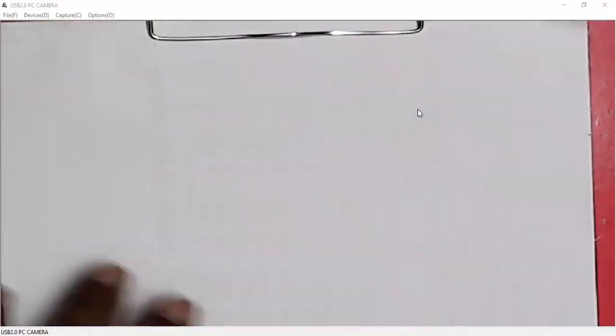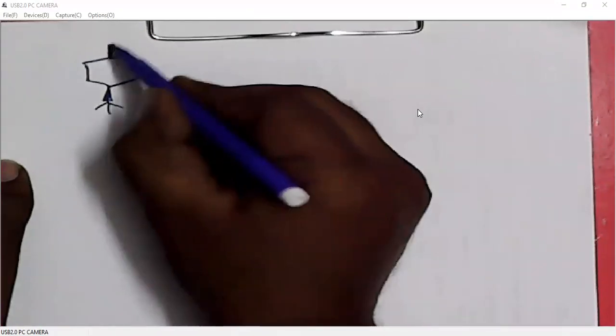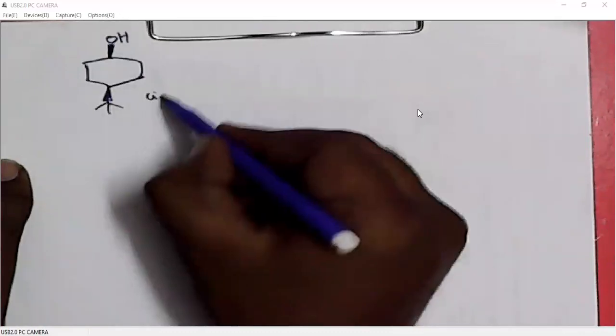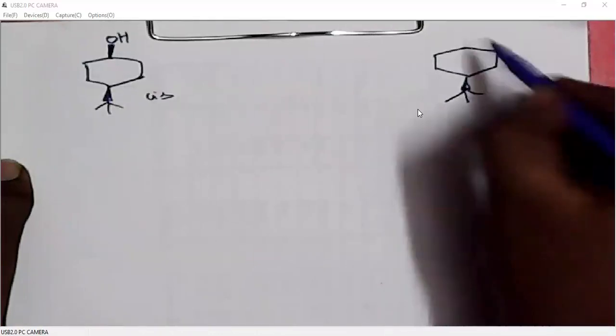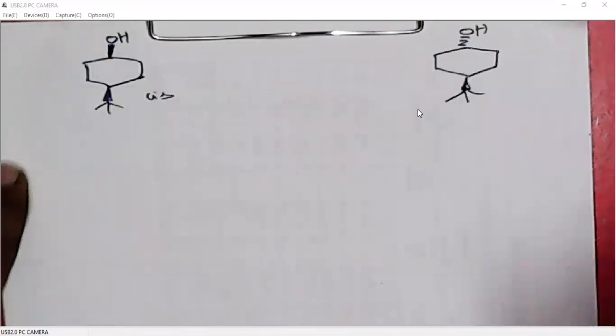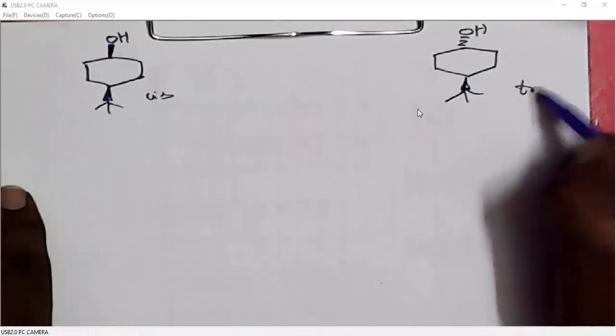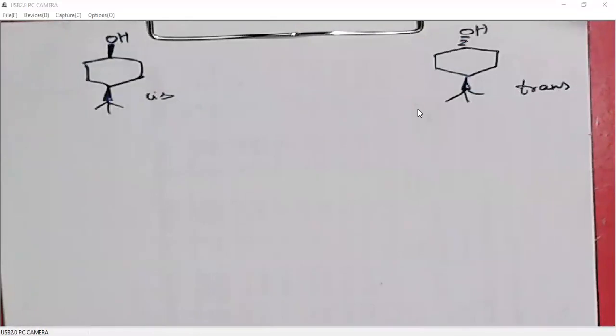We can have a similar example. For example, this is a tertiary butyl group and this is chlorine. So this is a cis alcohol. Similarly, we can have the trans alcohol. When we oxidize these two, cis and trans alcohols, with chromium trioxide or chromium reagents, which one will undergo fast oxidation and which one will undergo slow oxidation?